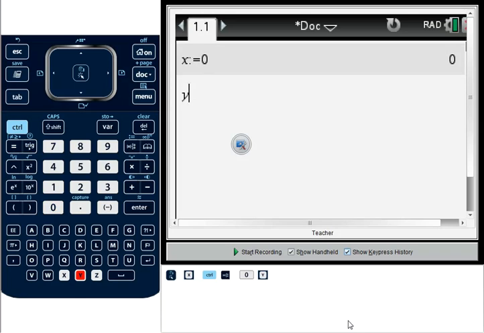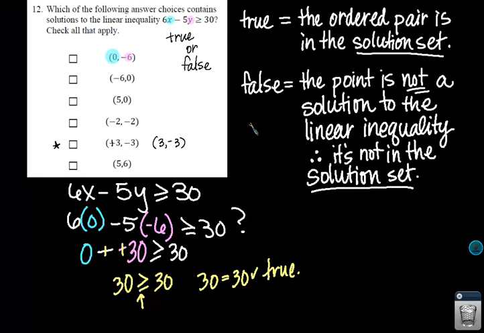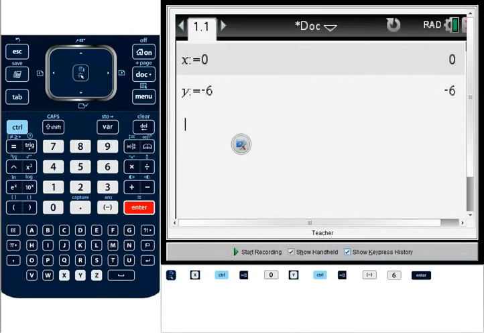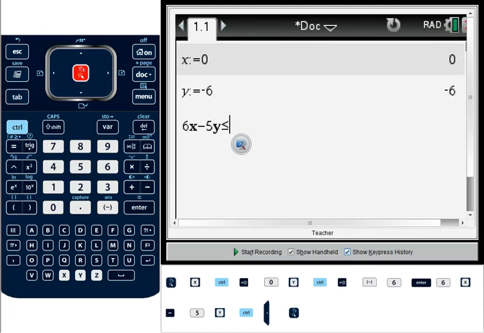And then we're going to do the same thing with the y. So y, control little squares, colon equals. What was the y? -6. Okay, remember to use the negative button right here instead of the minus. Now what do I do? I'm going to type in the given inequality: 6x minus 5y is greater than or equal to 30.